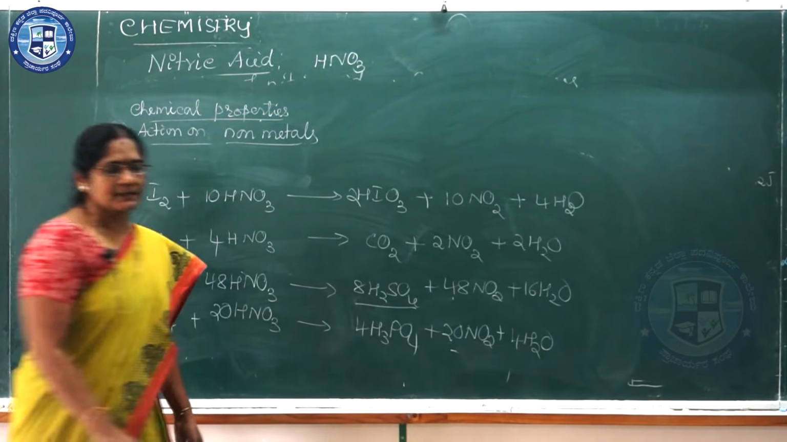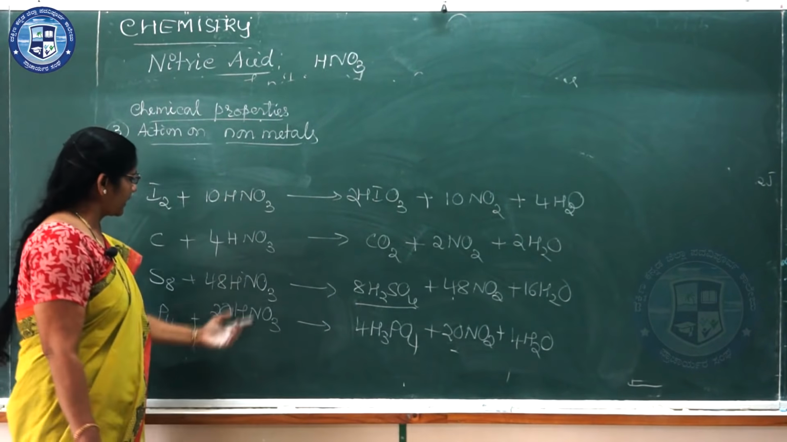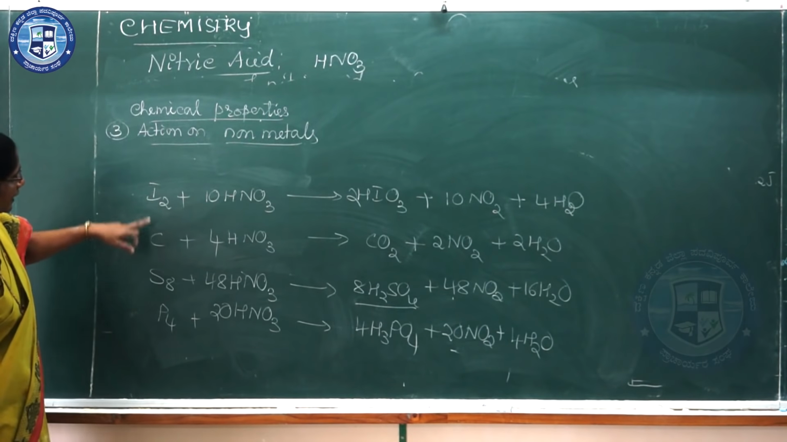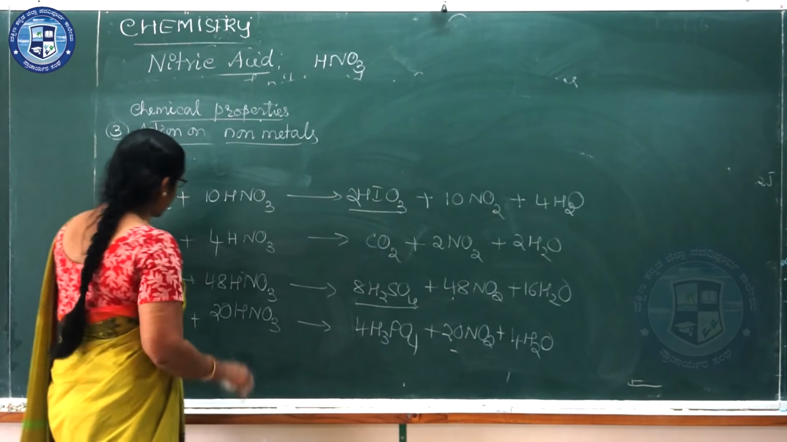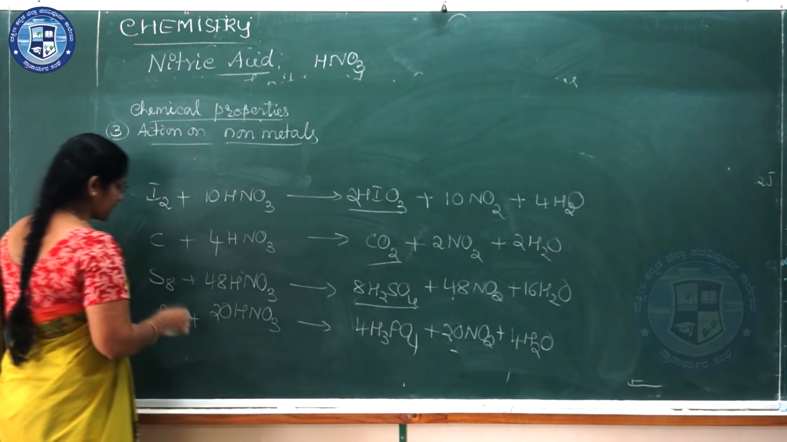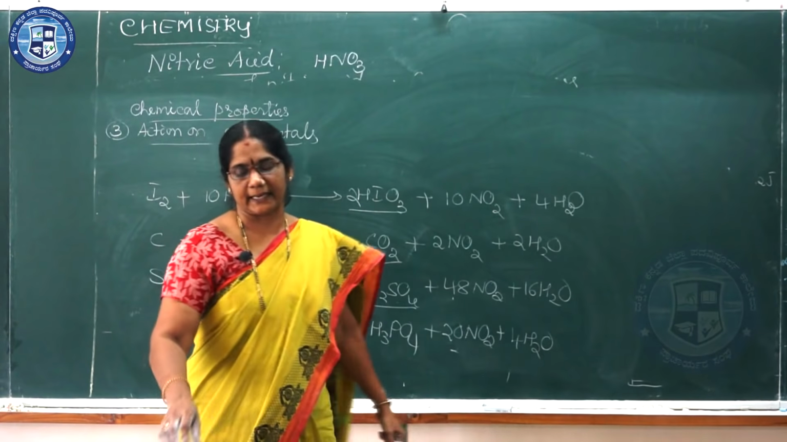So these are some of the reactions of concentrated nitric acid with the non-metals like iodine, carbon, sulfur or phosphorus. Iodine forms iodic acid, carbon is oxidized to carbon dioxide, sulfur to sulfuric acid and phosphorus to phosphoric acid.